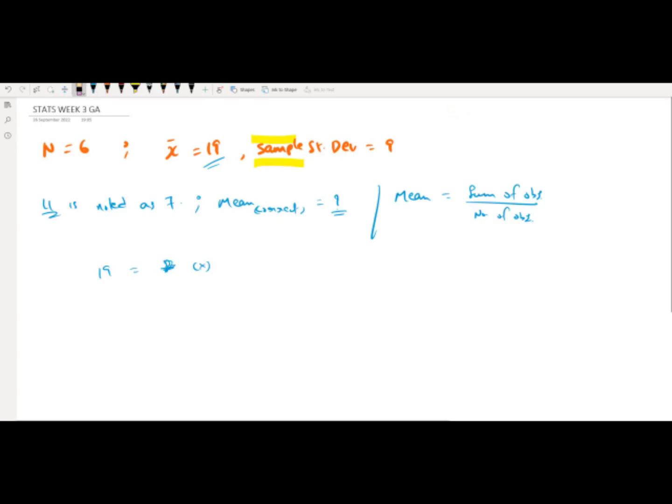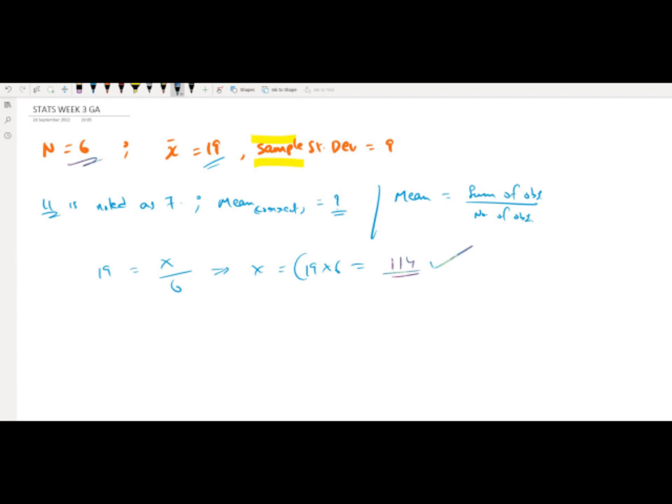Okay, now the sum is x. We have the total number of observations, 6. That implies x is equal to 19 into 6. This is the total sum of the 6 observations. 19 into 6: 6 nines are 54, and 54 plus 60 is 114. 114 is the sum of the total observations, which are 6.